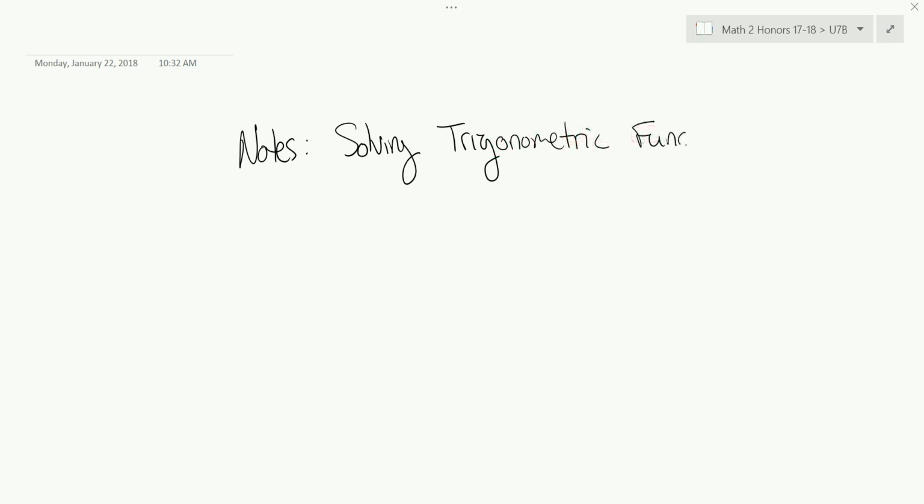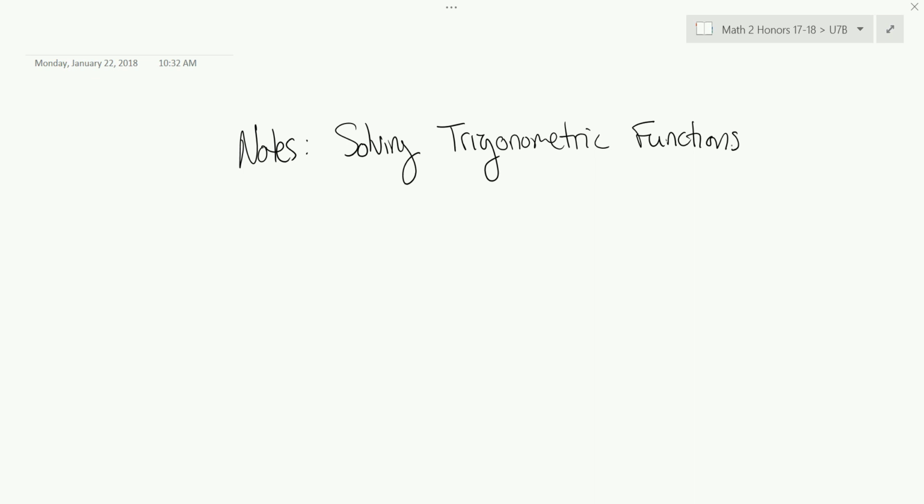Title and notes. The title of the notes today is solving trigonometric functions. Okay. Yeah, this will be on the test.